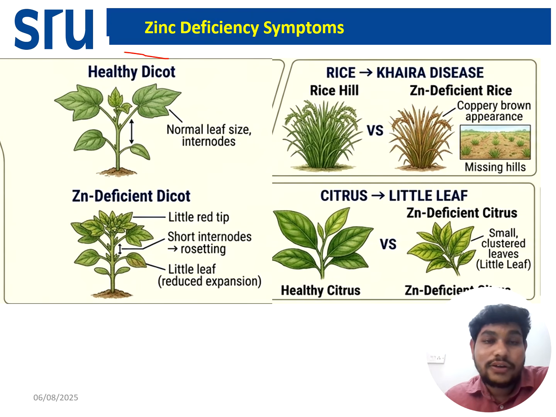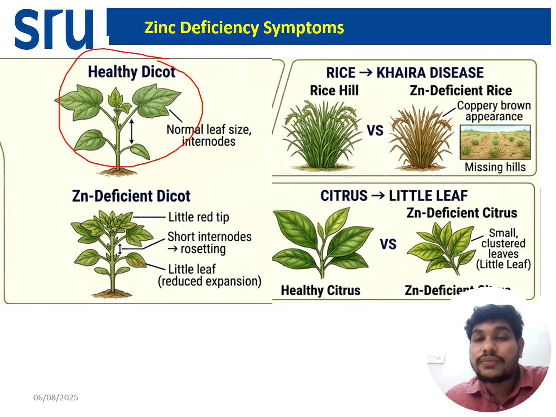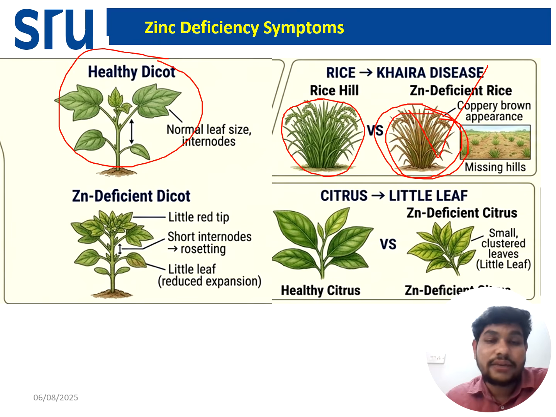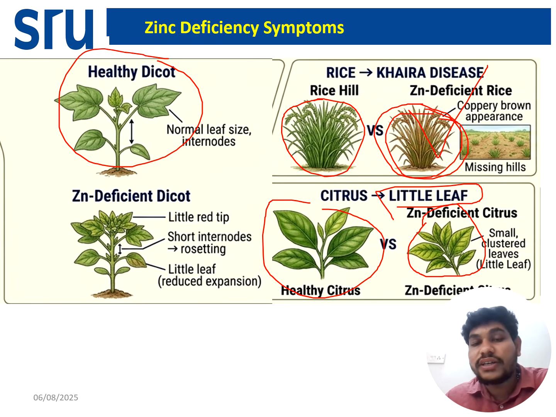This is a healthy dicot. There is no deficiency of zinc. Here is Khaira disease, where the green rice plant has converted completely brown in color. That is also known as missing hill area. This is a reduction of the plant leaves due to the deficiency of zinc, that is called little leaf. The size of the leaves is small due to deficiency of zinc, which is mostly found in cotton and citrus.